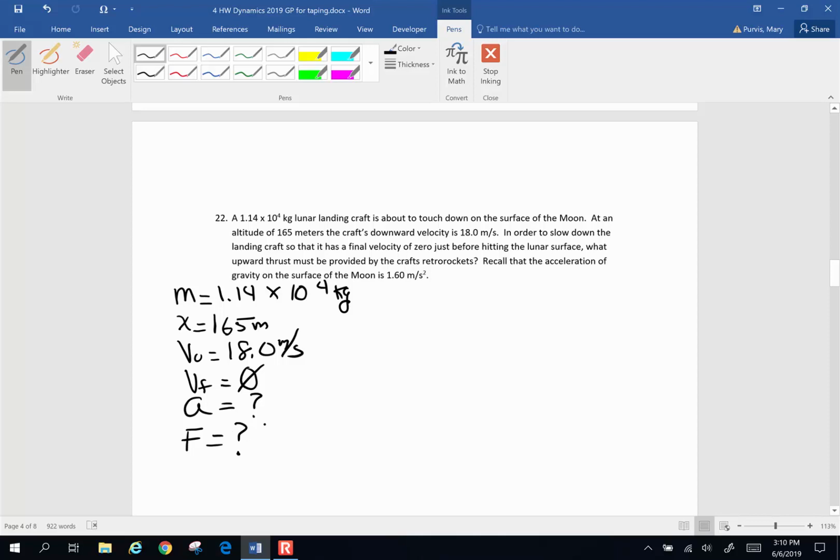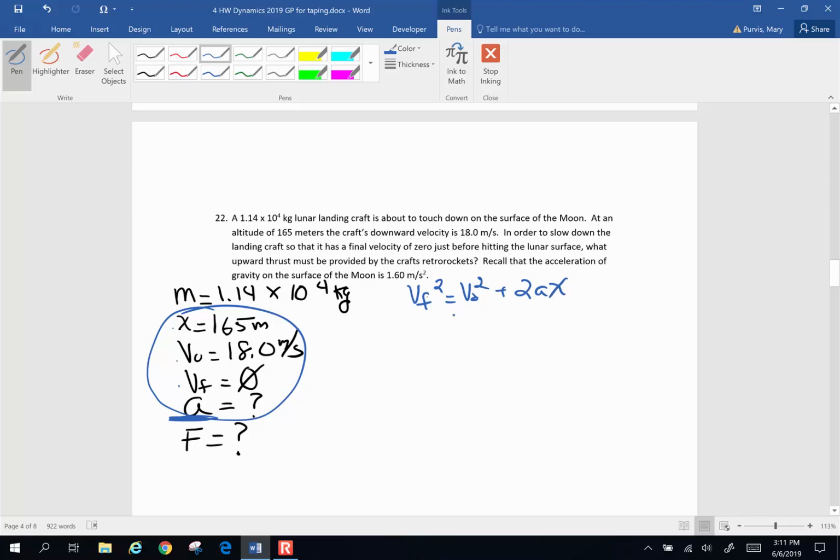So this is going to be a multi-step problem. First thing we're going to do is take this information and use a kinematics equation, and we're going to find what sort of acceleration the rockets are going to have to provide to counteract the acceleration of the moon's gravity. So using displacement, original, final, and acceleration, which equation does that? That looks like Vf squared is Vo squared plus 2ax.